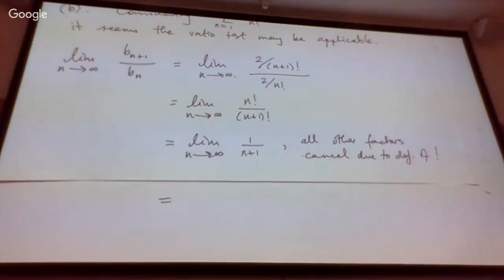Okay, so then we're taking the limit of that quantity, 1 over n plus 1. That's a fairly standard sequence. We can say that the limit of that is 0.